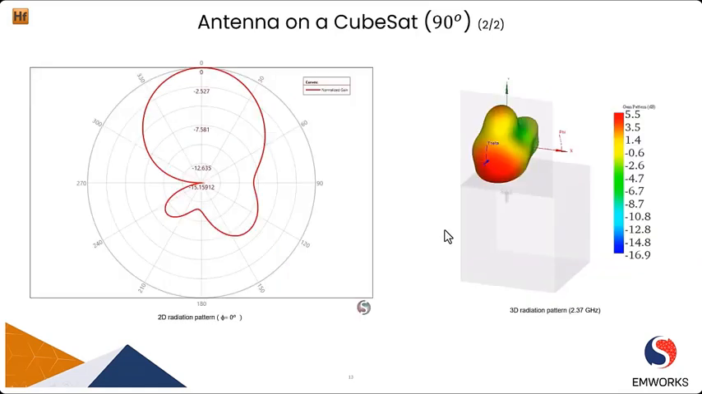Now let us see what would happen to its radiation. As we can see, now the antenna has a maximum gain along the z-axis. Also, we can see there is an improved overall gain. Now the CubeSat is reflecting part of the radiation, and this helps to improve the gain of the antenna. On the left, we can see a 2D radiation pattern at phi equal to 0 degrees.